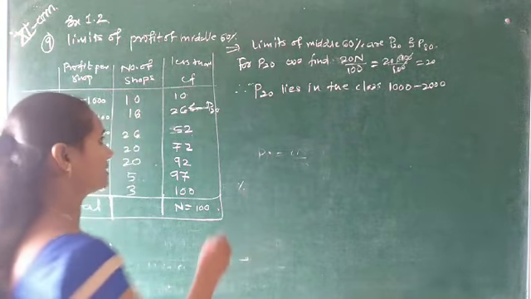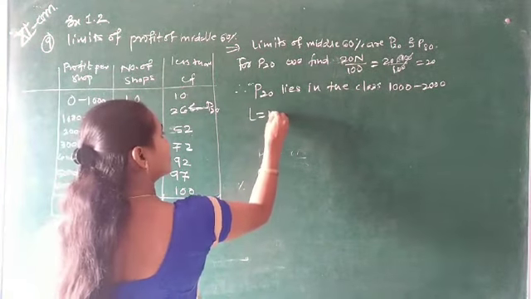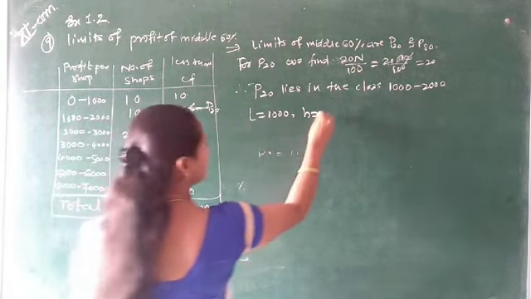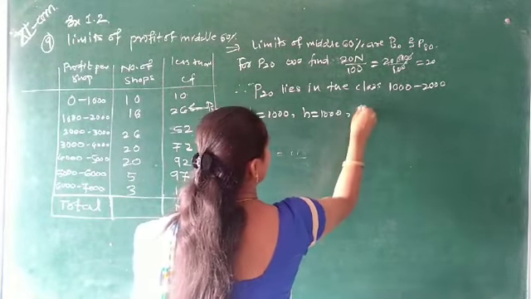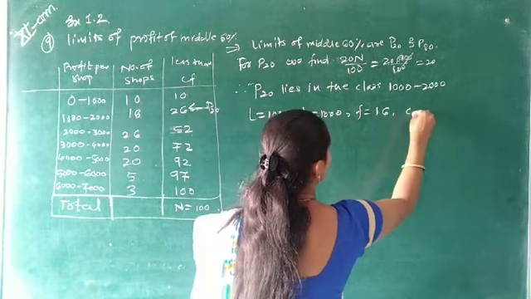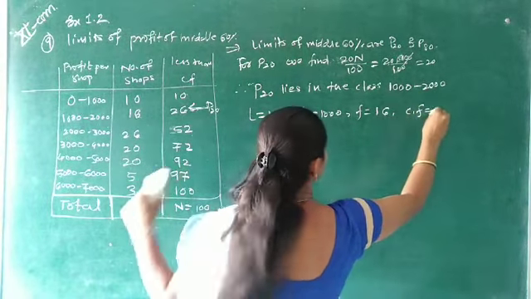we find all these values. That is, L is equal to lower class boundary, that is 1000. H means its class width, that is again 1000. Next, corresponding frequency, that is 16, and cumulative frequency of the preceding class is 10.